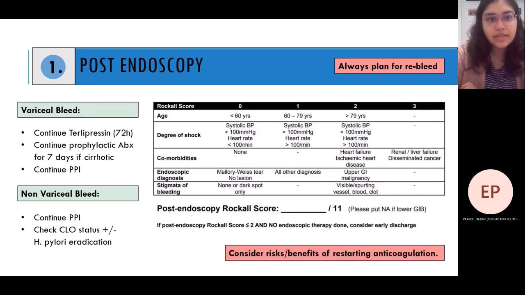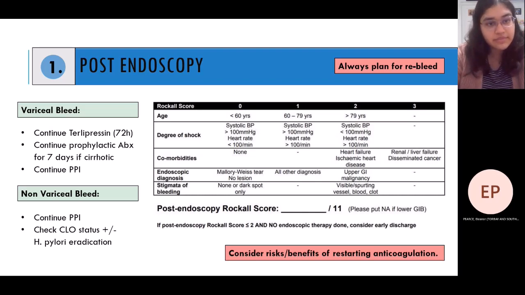And then I think many of you would have also heard about the Rockall score, which can actually only be calculated post-endoscopy, because you can see that there is a section for the diagnosis, which gives people certain points. And then essentially, if their post-endoscopy Rockall score is high, then you would have to plan for a rebleed and then consider ongoing management. But if it's very low, for example, then they can be considered for discharge as well.